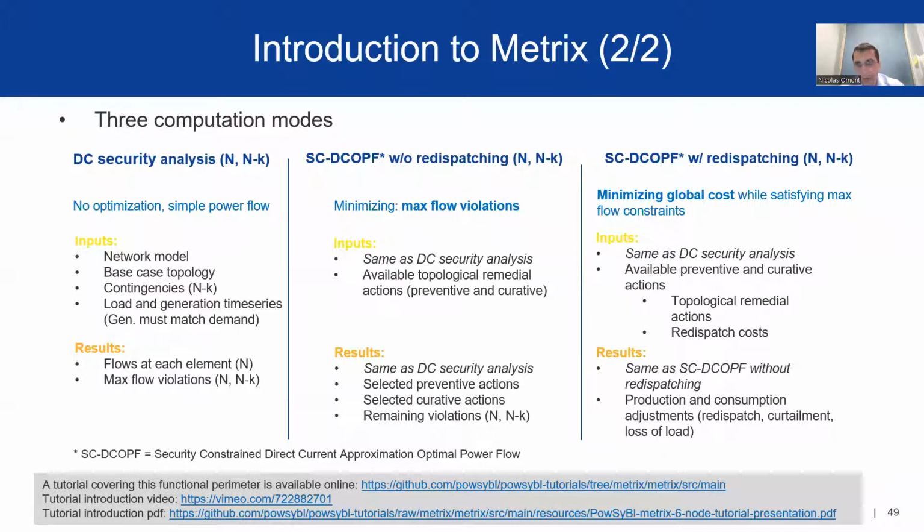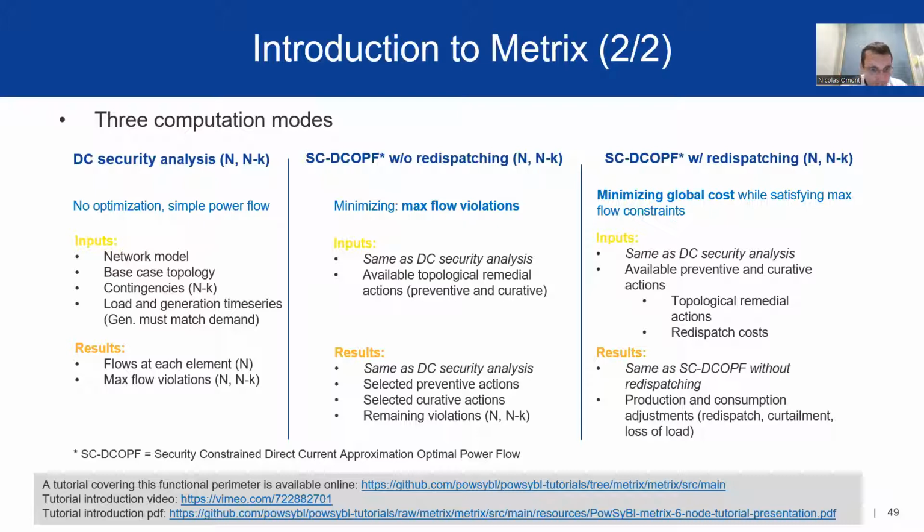remaining violations. And the last mode is a standard SC-DC OPF with redispatching, in which you try to minimize the global cost of redispatching while satisfying the maximum flow constraints. The inputs are similar to the previous mode, except that you must give the redispatching costs. As a result, you will have the same results as before. In addition, you will have the adjustment of generation and consumption, that is redispatch, curtailment, and loss of load.